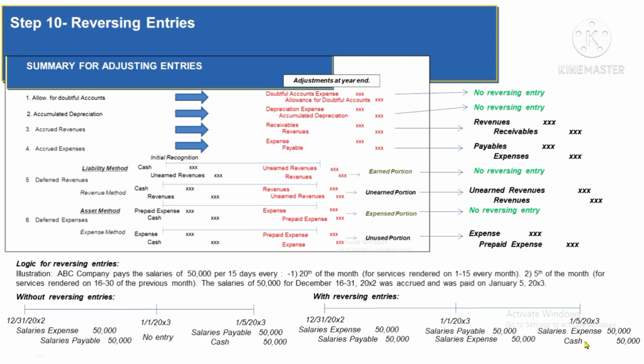Why? As you can see, the salaries expense should be recorded in 20x2, right? Because it was incurred in 20x2, which we did. And even if we debited salaries expense on January 5, 20x3, it is still correct. Why? Because it has been negated by your reversing entry. So your debit here has been negated by this credit right here. So that's the logic and the usefulness of preparing reversing entries.